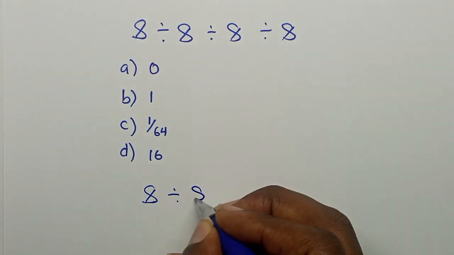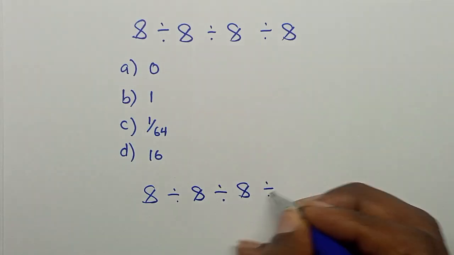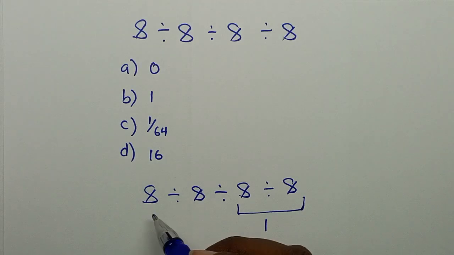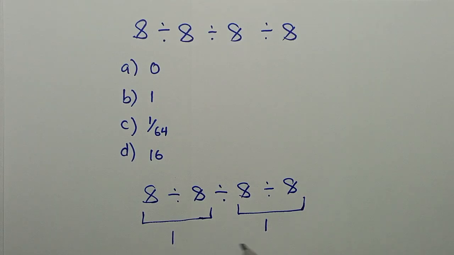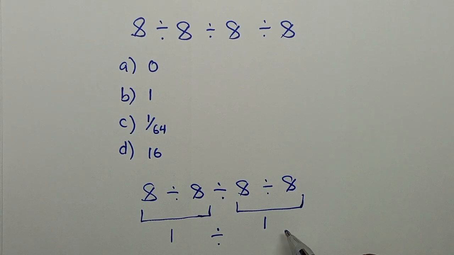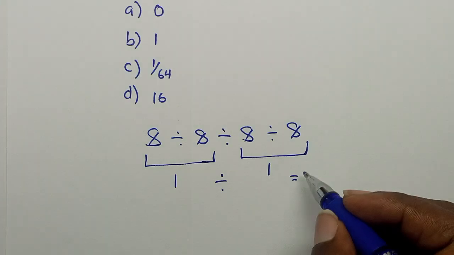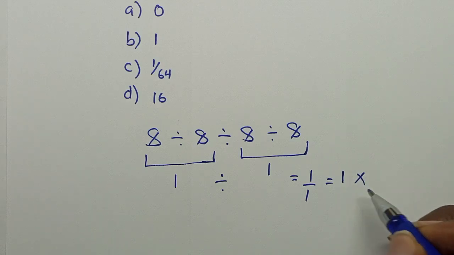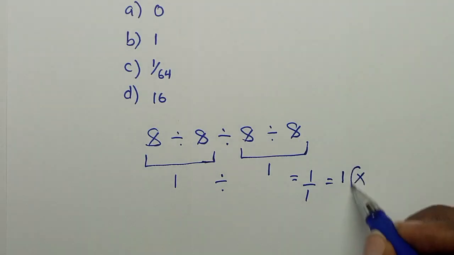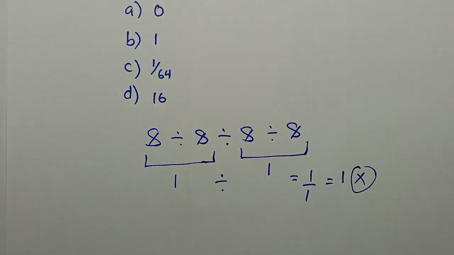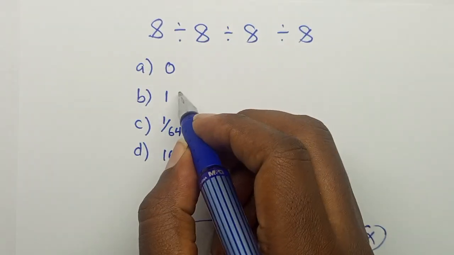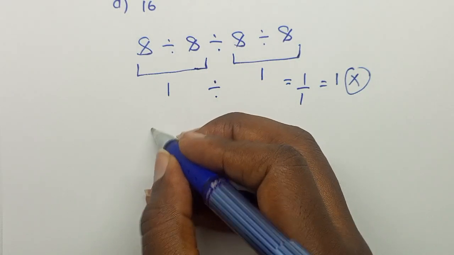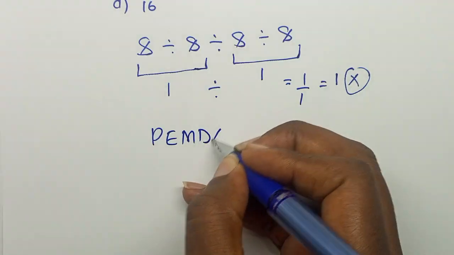So we have 8 divided by 8, divided by 8, divided by 8. When you divide 8 by 8, you get 1. So 1 divided by 1 is 1 over 1, which is 1. This is actually wrong because you've not followed the order of operations. So 1 is not correct. We rule it out. You're supposed to follow the order of operations, which is PEMDAS.